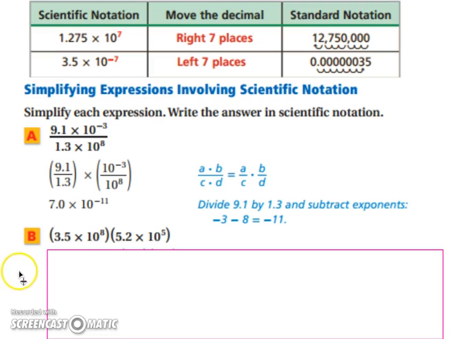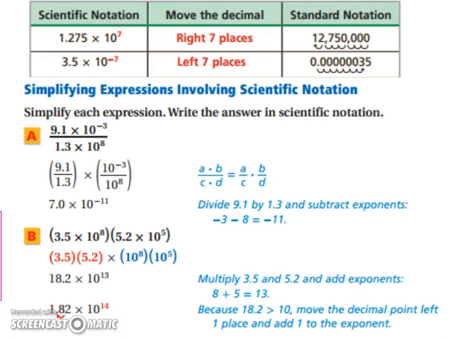Now that you've had a chance to try it on your own, let's look at it. We have 3.5 times our 5.2, and then we're going to have our 10 to the 8th times 10 to the 5th. And when we simplify, we're left with 1.82 times 10 to the 14th. And that ends our lesson on properties of exponents.